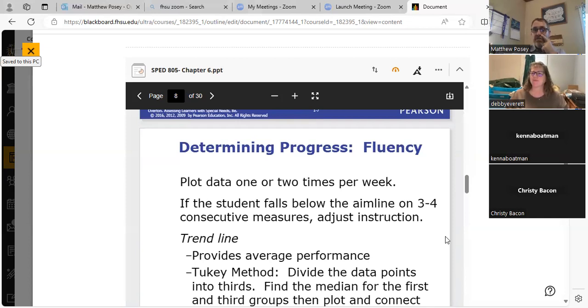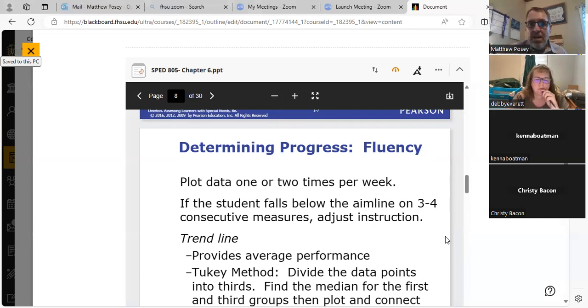So determining progress and fluency. Again, the information on these slide decks is also written with the idea that it's going to be perhaps over a longer period of time. Okay, so remember that we're doing a condensed version in this class to kind of give you the gist of how to do it. So plot your data 1 or 2 times a week. Okay, I know we're condensing all this into just a couple, but if you use this later on down the road, these are the recommendations.